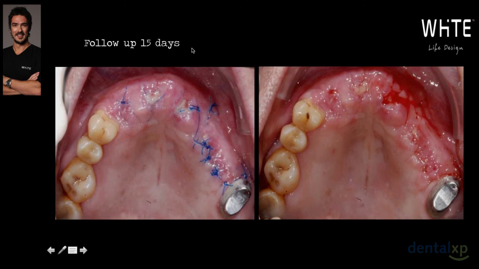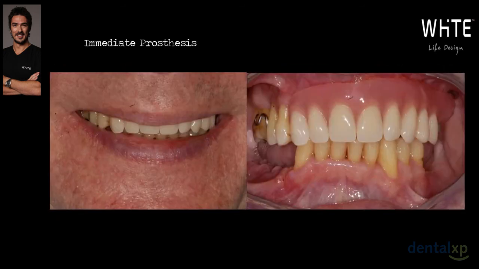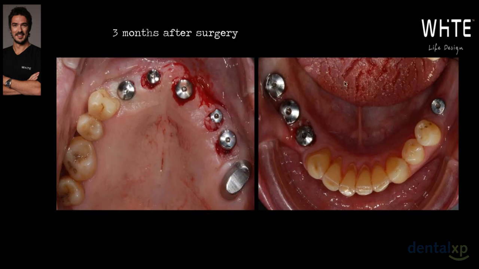Look at all that beautiful soft tissue healing. Remove the stitches on the bottom as well. And we just used here a partial denture for the subsequent. We waited about 2 months in this case, and after 2 to 3 months, I think it's 3 months, the patient came.